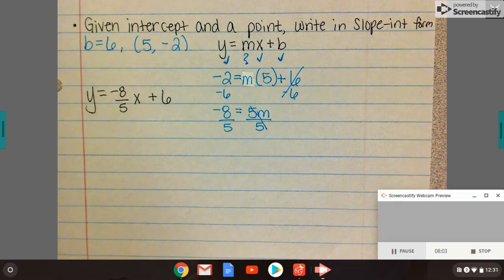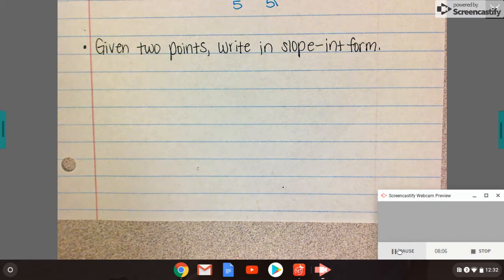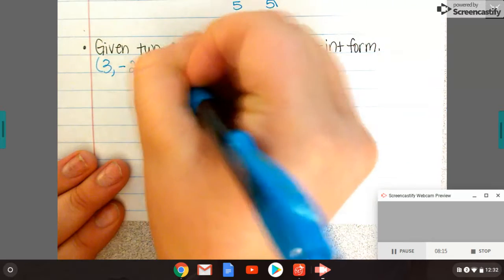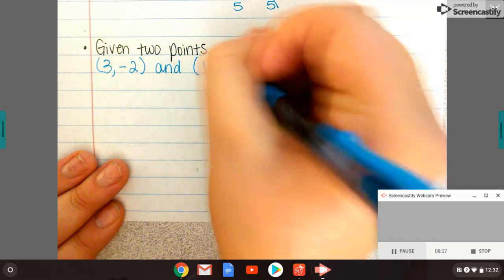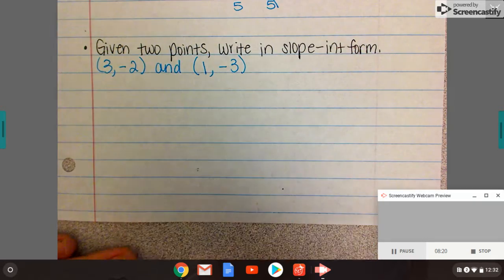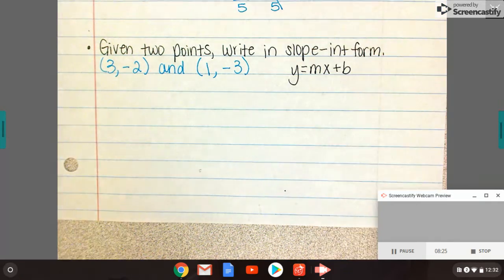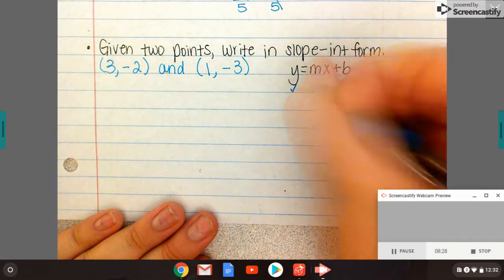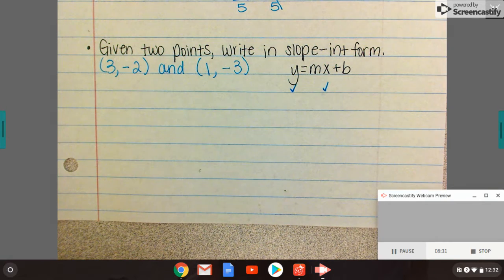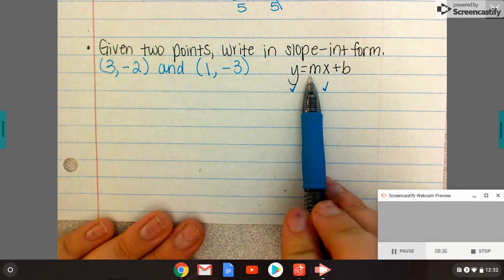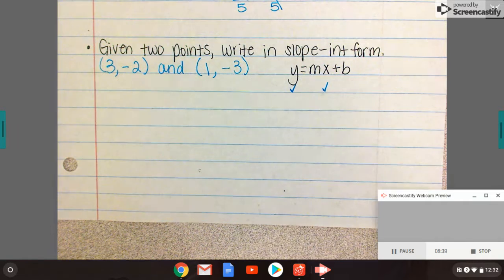All right, one more and we'll round it out. All right, last one. Given 2 points, write in slope-intercept form. So let's see. If I were given the point (3, -2), and the point (1, -3), if I start with the end in mind again, now I'm in a little bit different situation. I have 2 choices for x, y, so I have them, but I don't have my slope or my intercept. So what I'll need to do is actually use these 2 points and go find my slope by using the formula, and then I'll be able to plug in and get my b. So this one's an extra step here. So let's first find the slope of these 2.